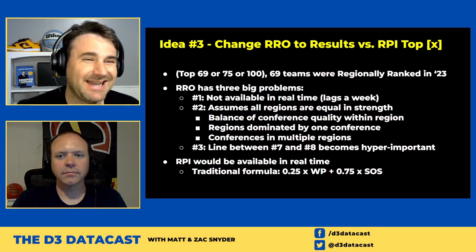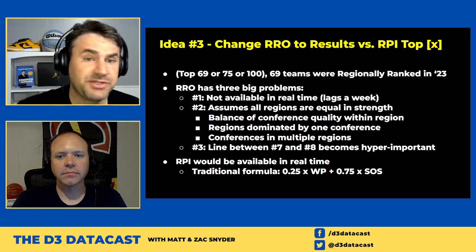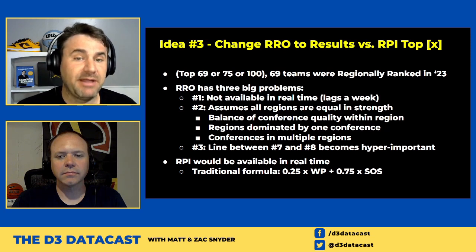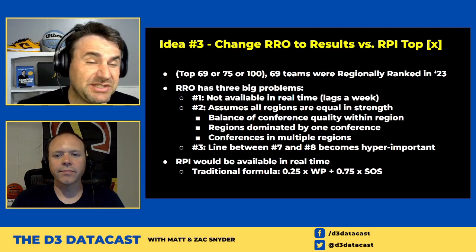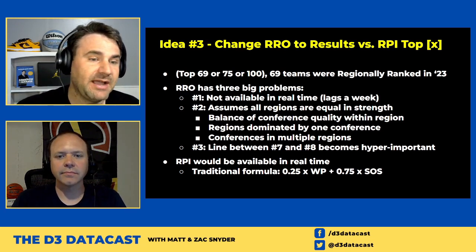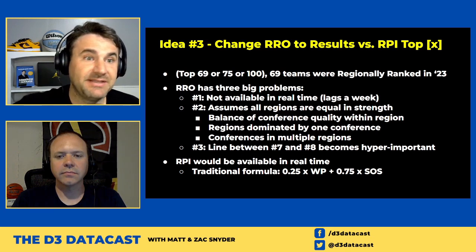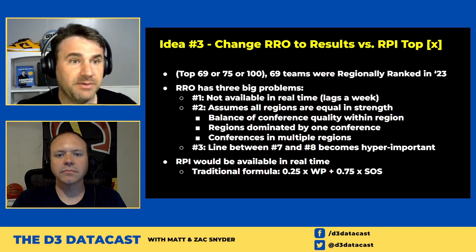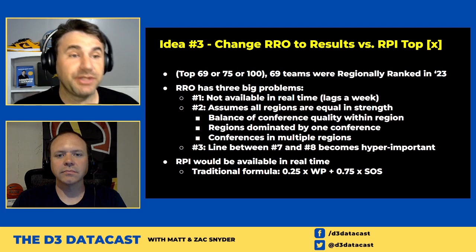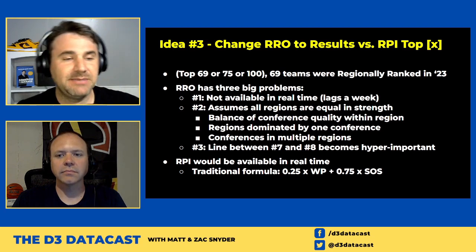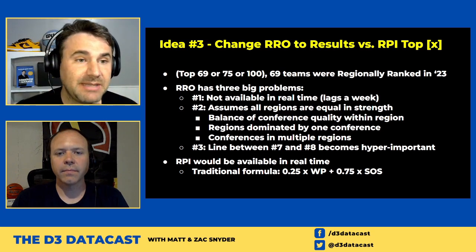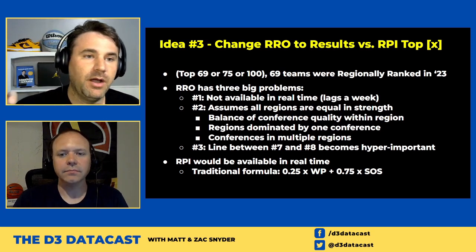The second big problem I see is that it sort of assumes all regions are equal in strength, that the balance of conference quality within regions is the same. We saw last year in Region 6, that region was stacked with the ODAC and Emory from the UAA and some top teams in the CCS like Maryville, or top teams from the SAA like Barry trying to vie for spots in the region. That was a really good region. We saw Region 7 with the NCAC, the OAC, top teams in the MIAA. That was just a really deep region.